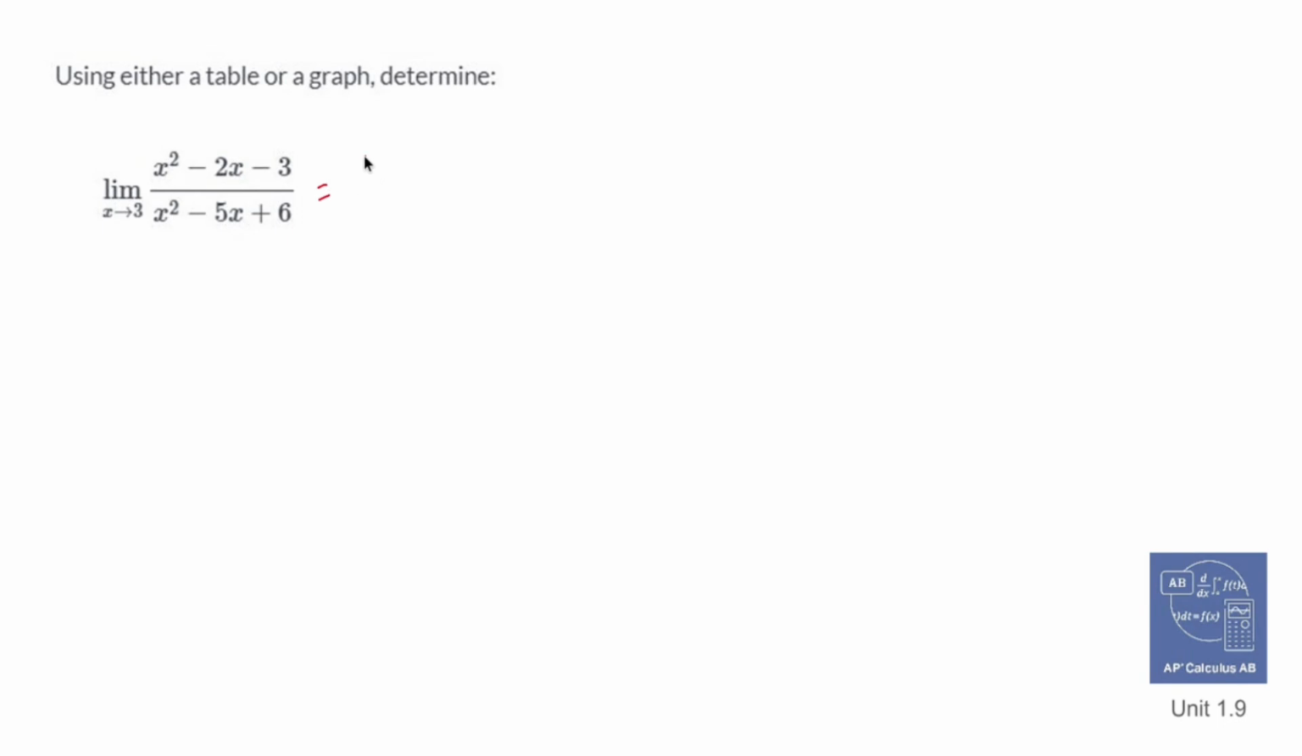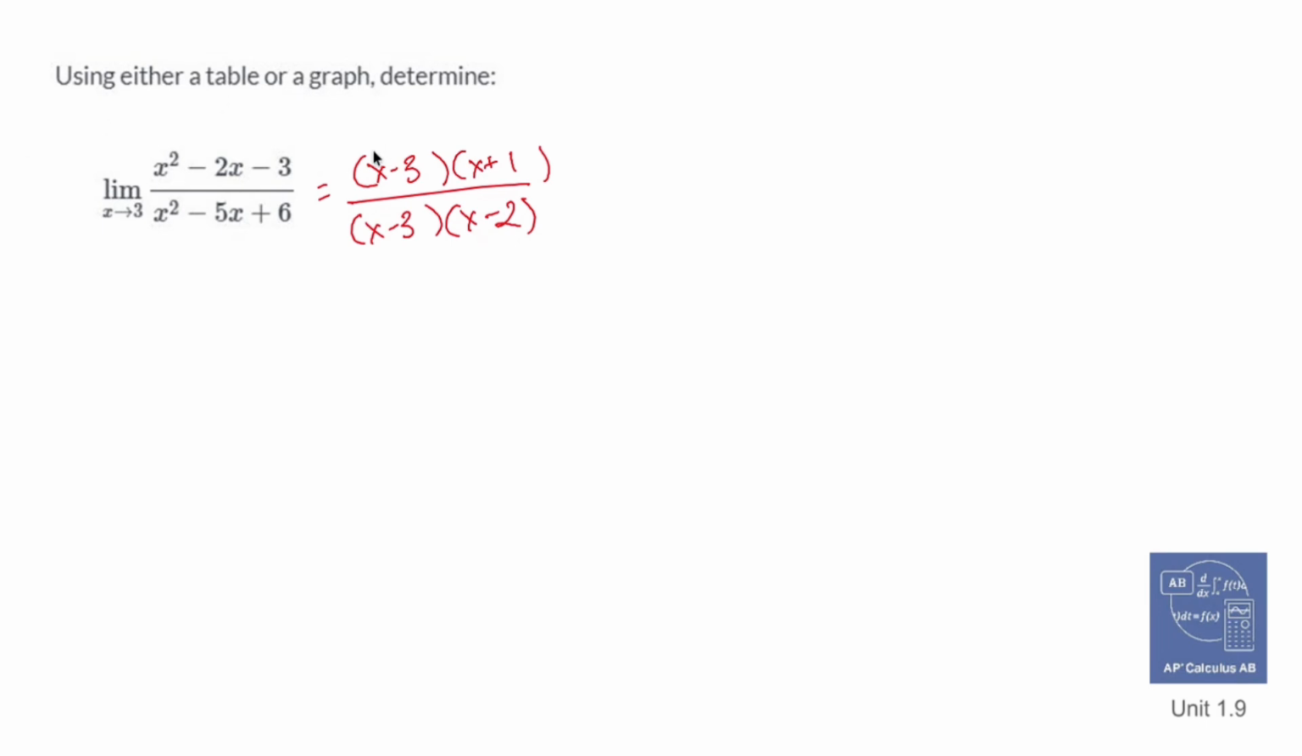So what I'm going to do is factor the numerator, factor the denominator, and see what I get. Two numbers that add up to -2 and multiply out to -3 are going to be x minus 3, x plus 1. Two numbers that add up to -5 and multiply out to 6 are going to be x minus 3, x minus 2. Now, this is what we have.